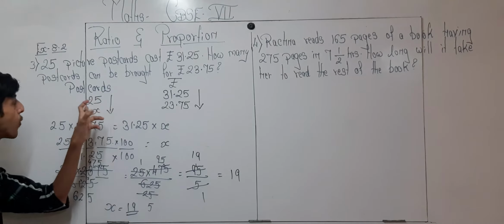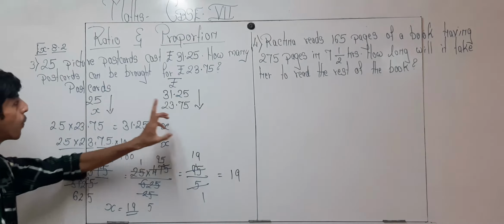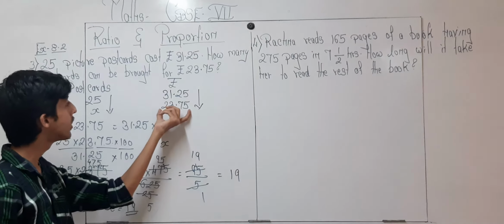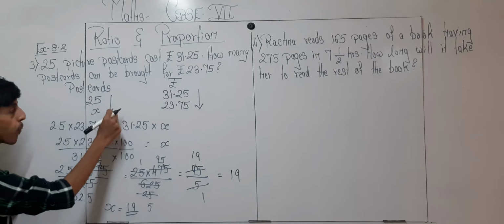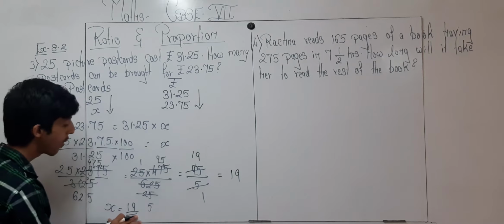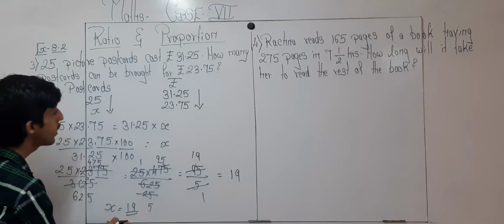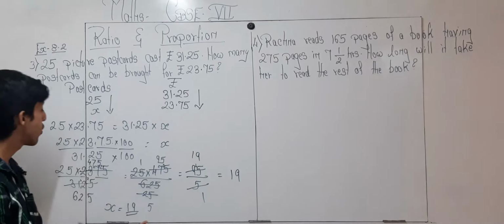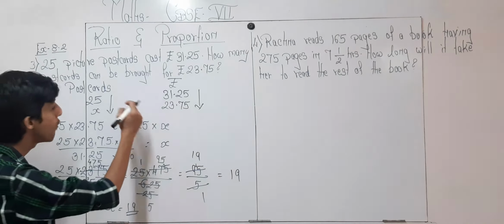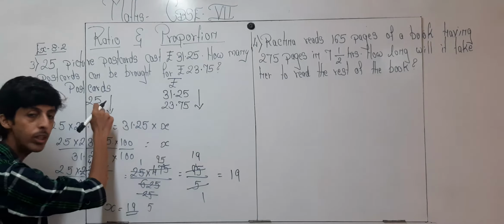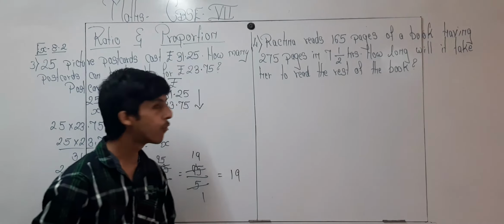When there are 25 postcards, the cost was 31.25 rupees. But when the price decreased, the number of postcards also decreased. So the postcards I can buy for 23.75 rupees are 19 postcards only. Okay, understood the concept? Here they are moving in the same direction, downwards, so it is direct, and for the direct concept we have to cross multiply. Okay, now question number 4.